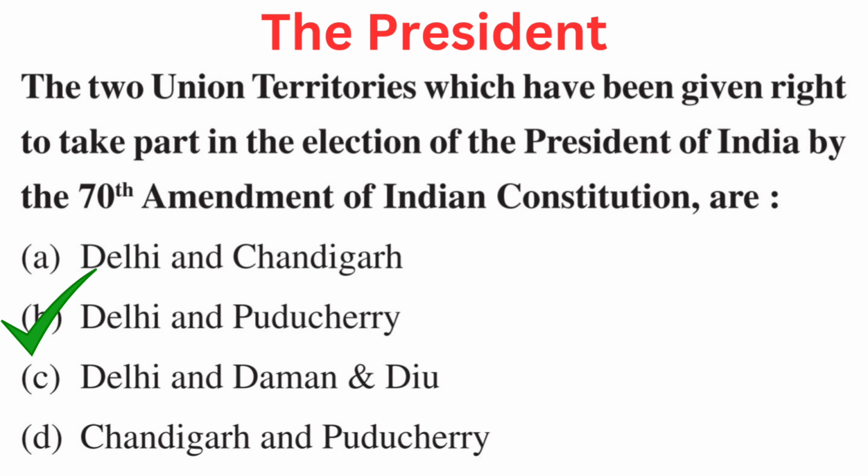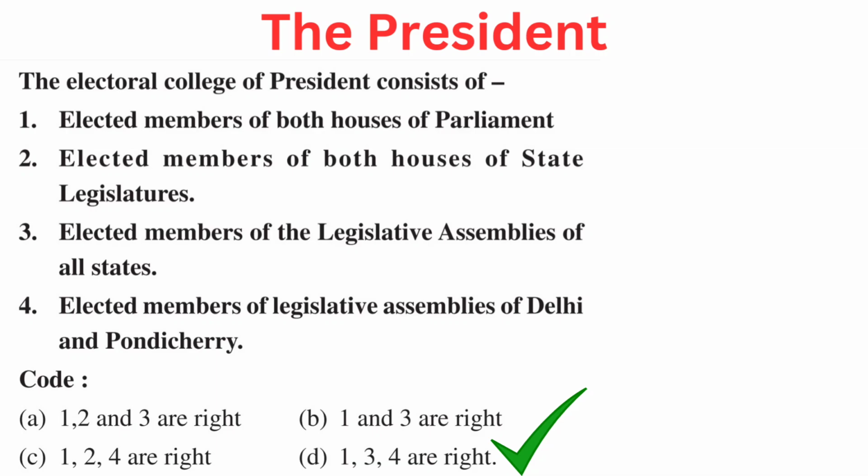Delhi and Puducherry. Your question is, the Electoral College of President consists of 1. Elected members of both houses of parliament, 2. Elected members of both houses of state legislatures, 3. Elected members of the legislative assemblies of all states, 4th. Elected members of legislative assemblies of Delhi and Puducherry. Code. Your options are A. 1, 2 and 3 are right, B. 1 and 3 are right, C. 1 to 4 are right, or D. 1, 3, 4 are right.